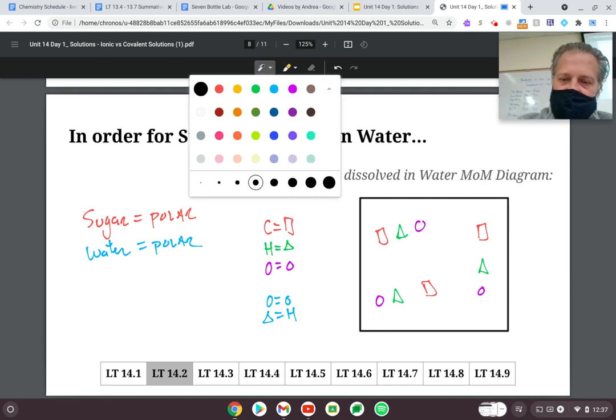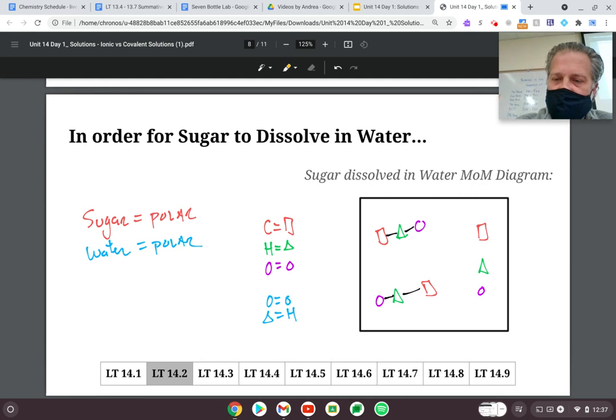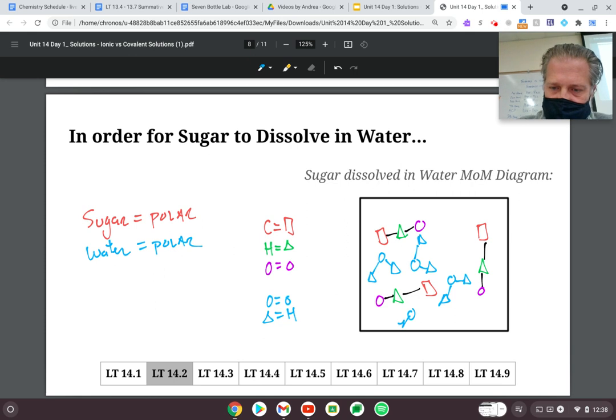And then I'm going to draw something that looks like that. Now, what I'm going to attempt to show here is that the water molecules are surrounding each of the individual sugar molecules. So that would look something like this.